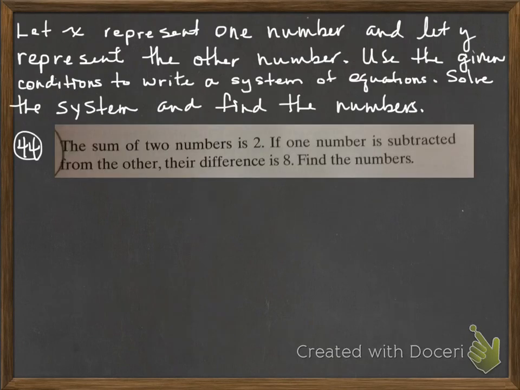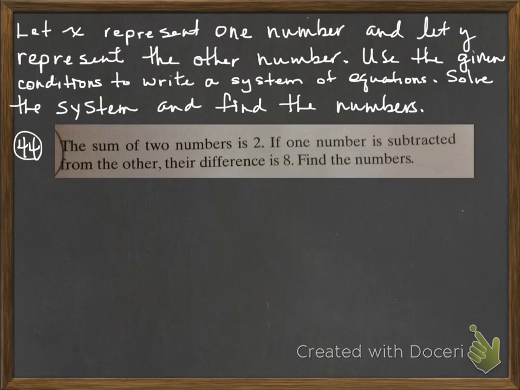All right, number 44, last one. Let x represent one number and let y represent the other number. Use the given conditions to write a system of equations, solve the system, and find the numbers. So you'll be given a word problem. You will have to use x and y, or two variables of your choice, and you'll have to write a system and solve it.